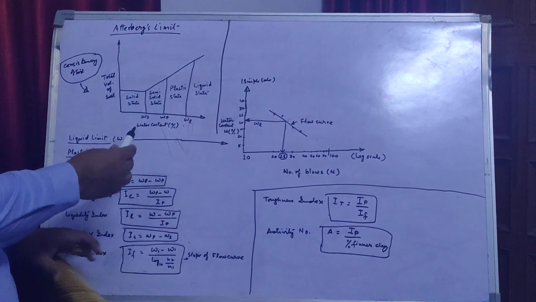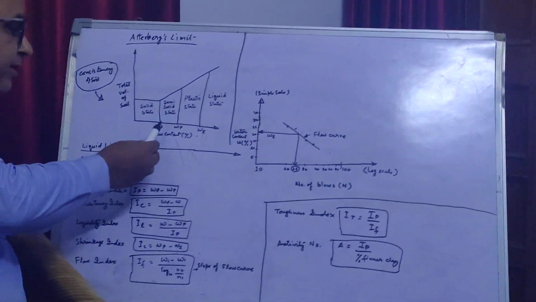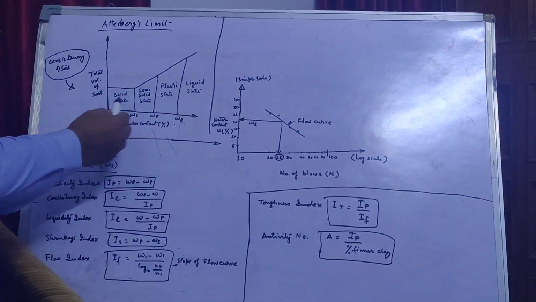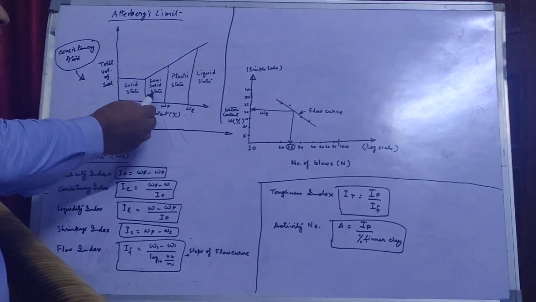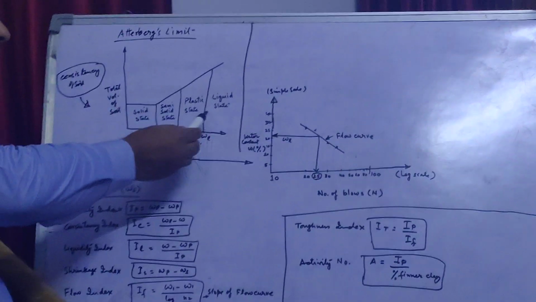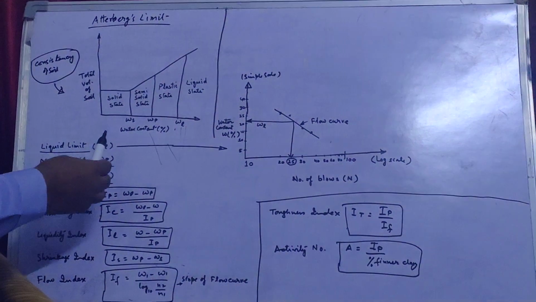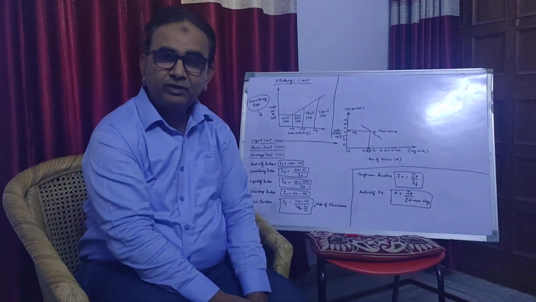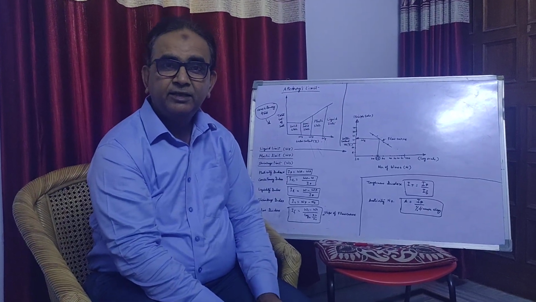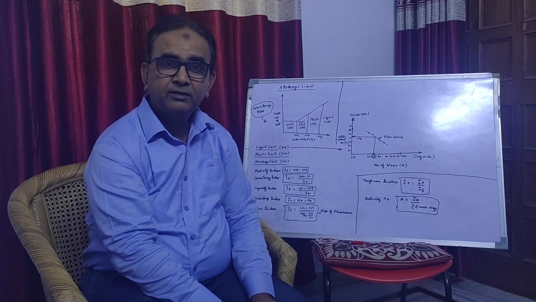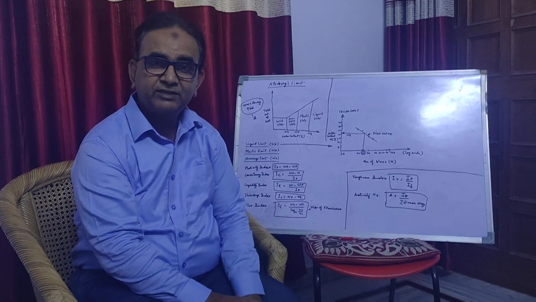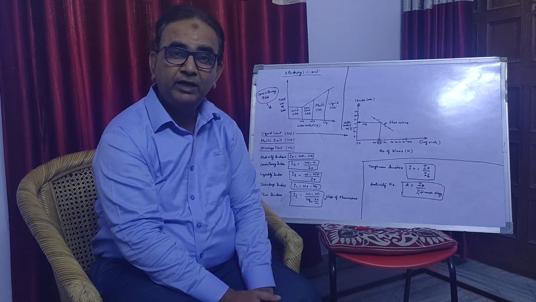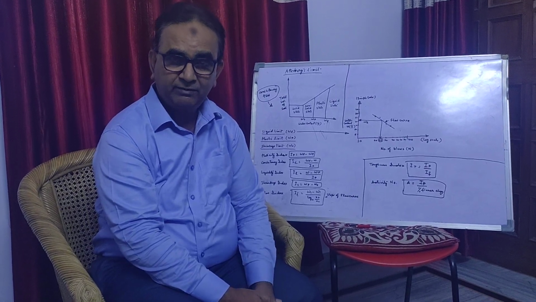increases. So from this consistency chart, we conclude these four states, that is solid state, semi-solid state, plastic state and liquid state. First of all, let me tell you what the four states are. The solid state is that state of soil consistency in which, if we increase the moisture content, there will be no increase in the volume of the soil sample.